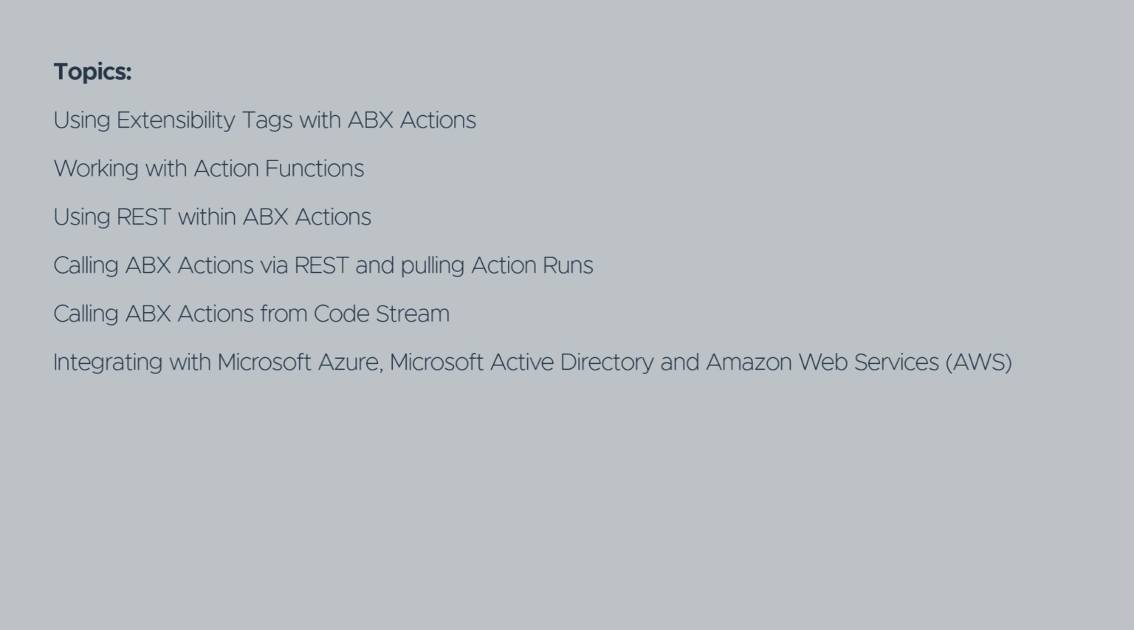Today we are going to talk about using extensibility tags with ABX actions, working with action functions, using REST within ABX actions, calling ABX actions via REST and pulling action runs, calling ABX actions from VMware CodeStream, and integrating with Microsoft Azure, Microsoft Active Directory, and Amazon Web Services.